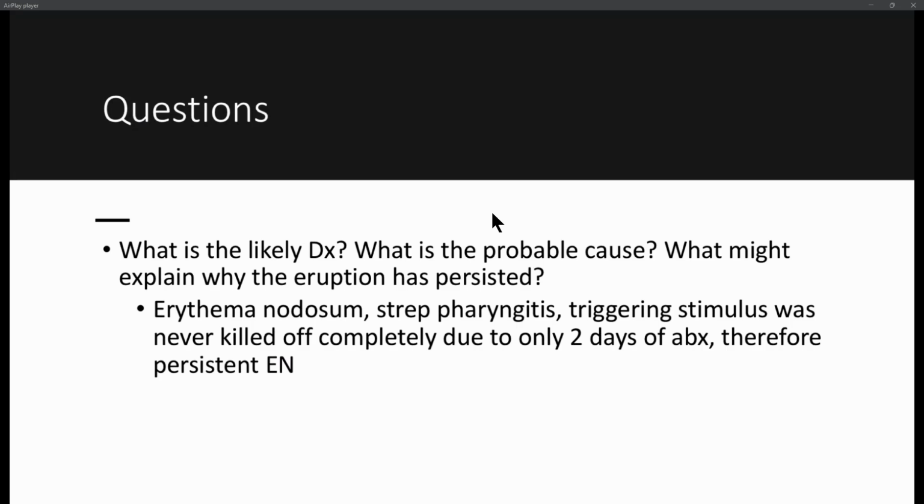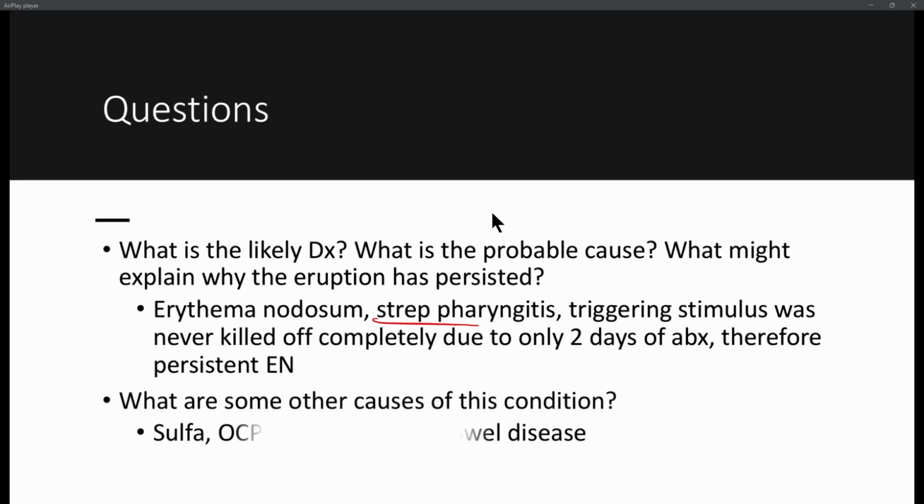Erythema nodosum, from strep pharyngitis. The triggering stimulus was the underlying strep infection. She didn't have the full dose of antibiotics. She only took 2 days' worth, not the full 7 to 10 days you're supposed to. So the strep was still there, and it caused the reaction.